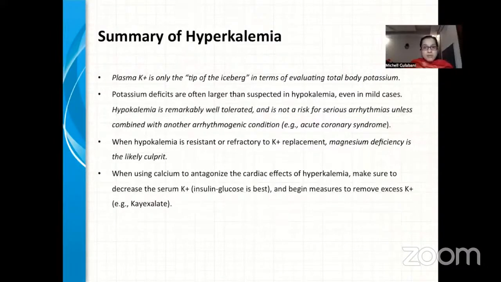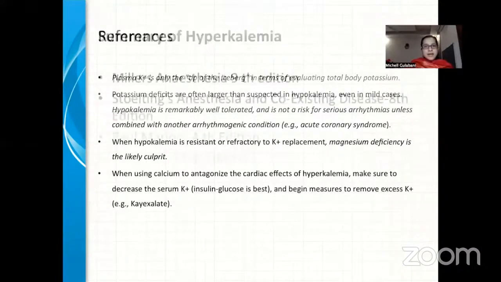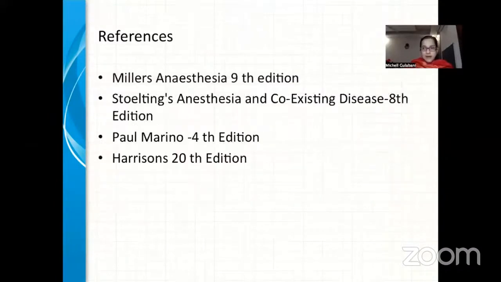body potassium. And potassium defects are often larger than suspected, as with hypokalemia, even in mild cases. Hypokalemia is largely well tolerated and is not at risk for serious arrhythmias unless combined with other arrhythmogenic conditions like ACS. So when hypokalemia is resistant, think of magnesium deficiency. And when you're using calcium to antagonize the cardiac effects of hyperkalemia, make sure that the decrease in potassium is best done with insulin and glucose. And begin to remove the potassium by increased clearance by the resins, K-oxalate resins. So understanding these sodium and potassium electrolyte disorders is of vital importance.